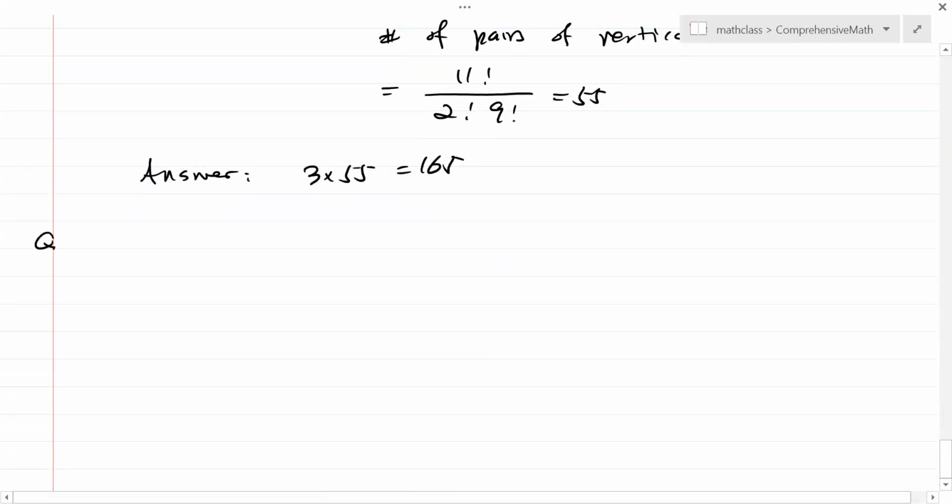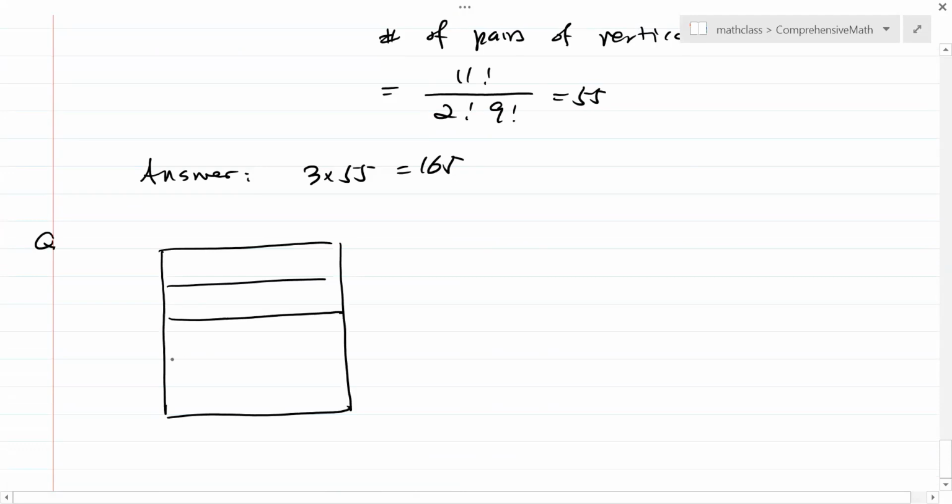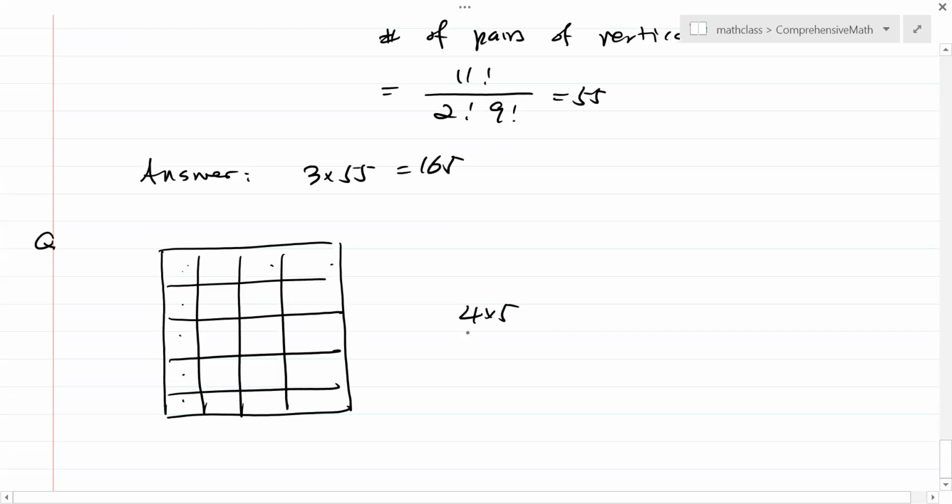So you probably forgot this type of problem. And I'm going to ask you to do a similar problem, but not exactly the same. So here, those are the squares, okay? So I have 1, 2, 3, 4, 5, okay? 4 times 5. That's the 4 times 5. How many? 20 unit squares there, first of all.